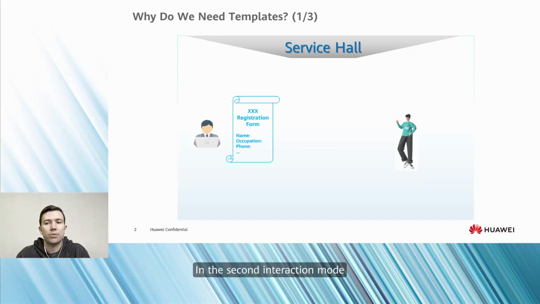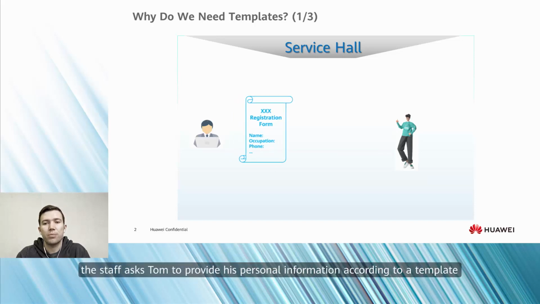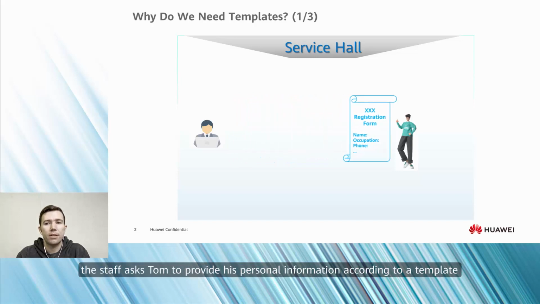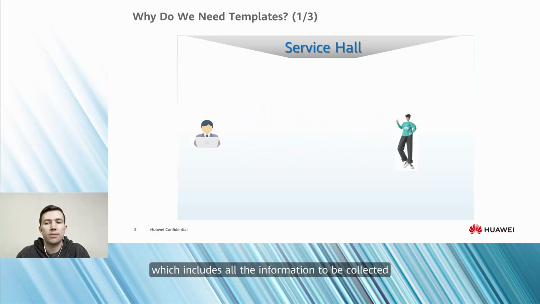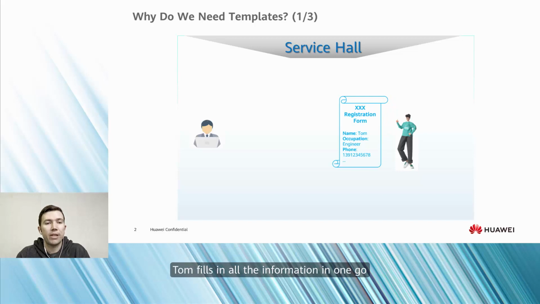In the second interaction mode, the staff asks Tom to provide his personal information according to a template, which includes all the information to be collected. Tom fills in all the information in one go. This service handling mode only involves one interaction step, greatly improving efficiency.